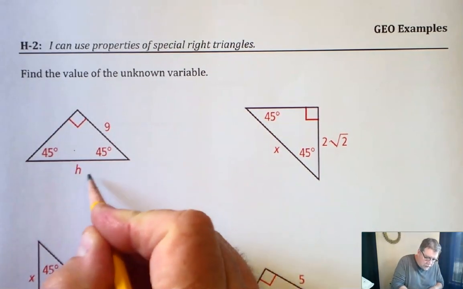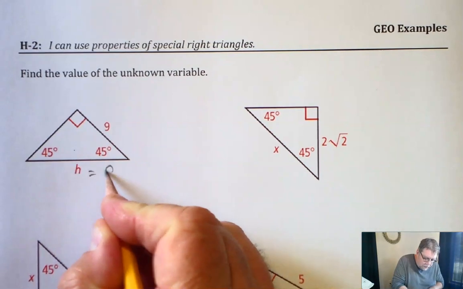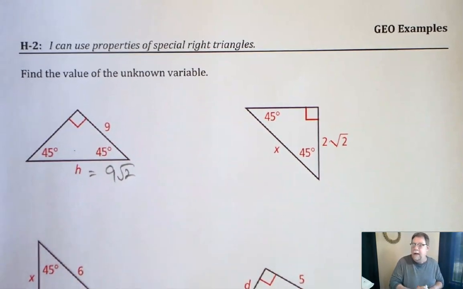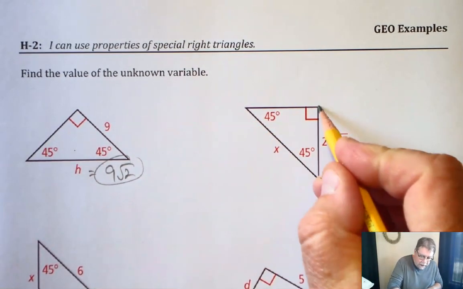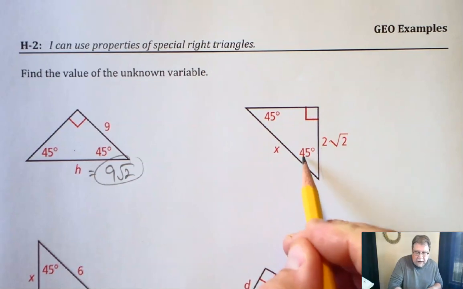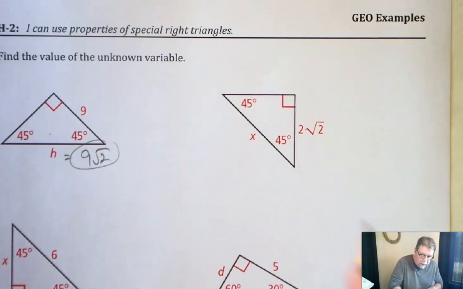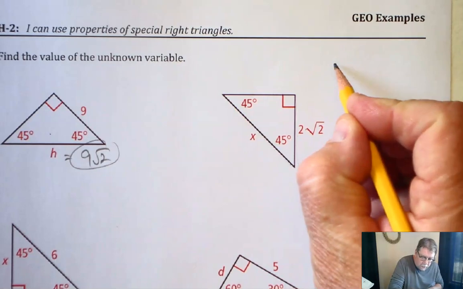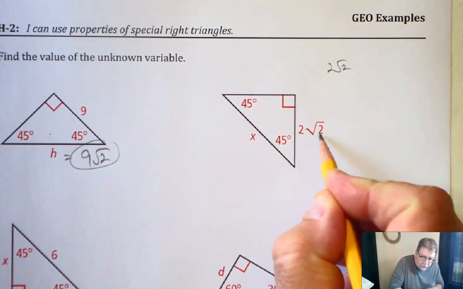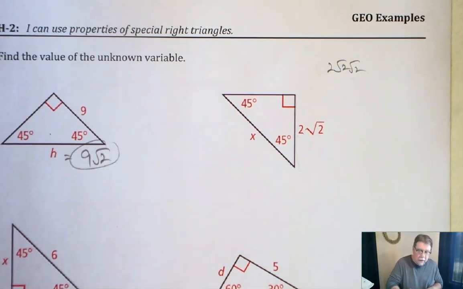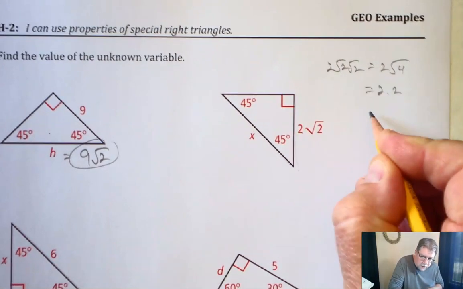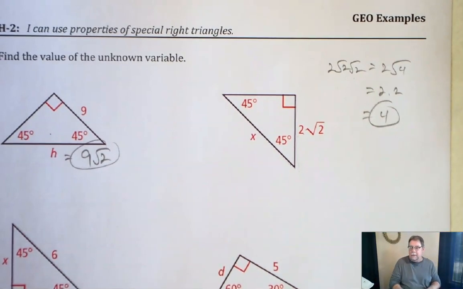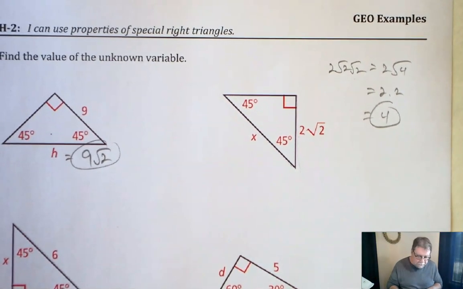So it's basically just going to be the length of the side times radical 2. And that's all there is to that one. So that length is simply 9 radical 2. Over here, I've got a length of a leg, which is 2 radical 2. Again, a 45, 45, 90 triangle. So this side is going to equal the length of the side, 2 radical 2, times another radical 2. Well, that's going to be 2 times radical 4, which is 2 times 2. So x is simply going to be 4 in this situation.